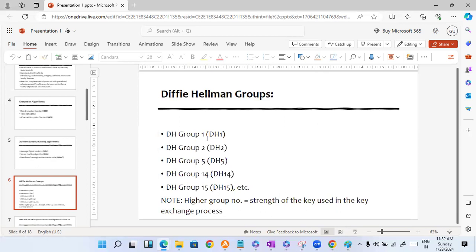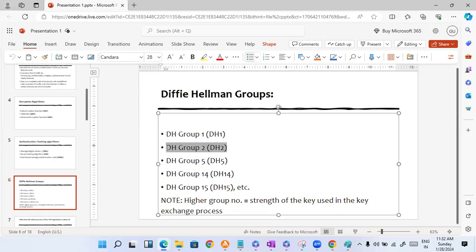And these DH groups handle different levels of encryption keys in their process. Most commonly, the higher the DH value, the higher the strength of the keys that will be utilized throughout the transaction. So this is the term exactly. This is just for the private and public key exchange process.